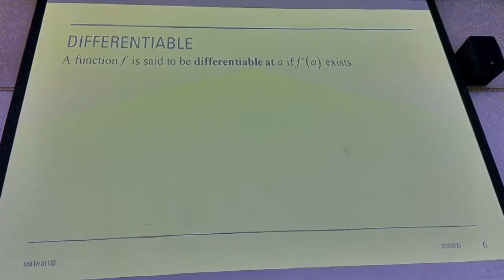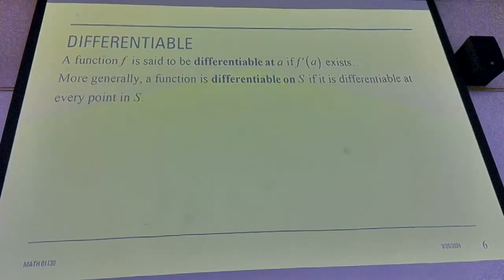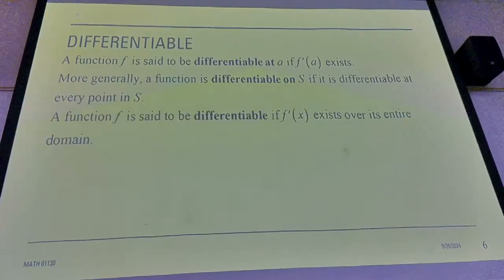And then more generally, we say the function is differentiable on an interval S if it is differentiable at every point in S. We say a function is differentiable if f prime of x exists over its entire domain. So the domain of the derivative function is the same as the domain of the function itself. Then we say the function is differentiable.